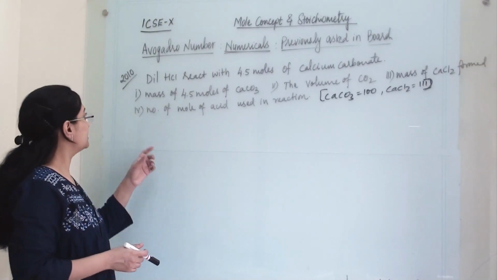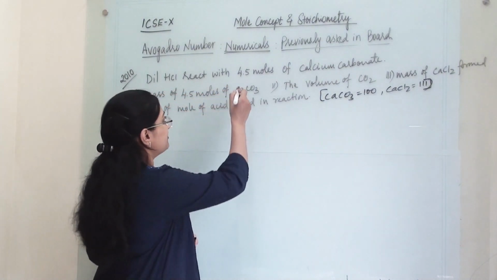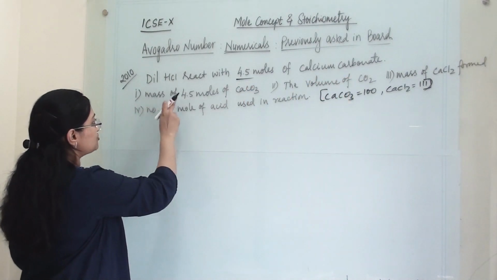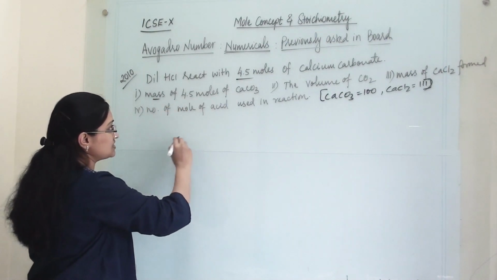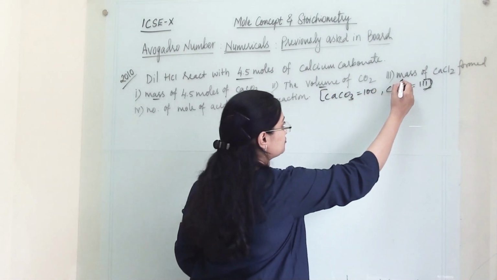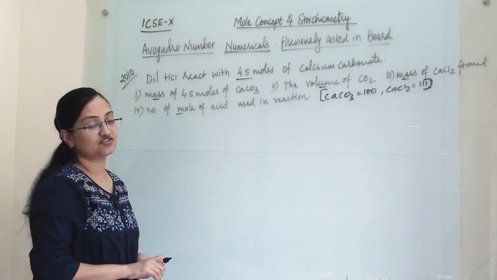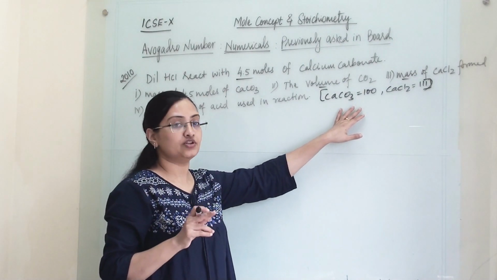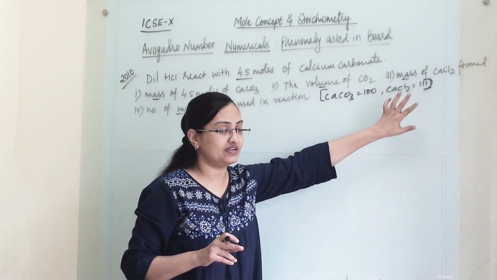Our next numerical is dilute hydrochloric acid react with 4.5 moles of calcium carbonate. Then we have to find out mass of 4.5 moles of calcium carbonate. We have to find out mass. Then volume of carbon dioxide formed. Then mass of CaCl2 formed. And then number of moles of acid used in the reaction. These four things we have to find out. And they have given us relative molecular mass for calcium carbonate, that is 100, and calcium chloride, that is 111.